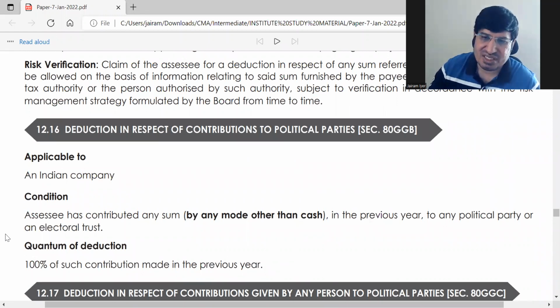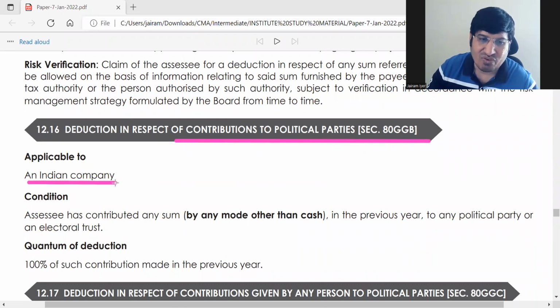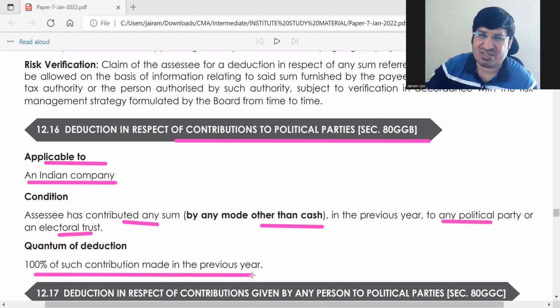Okay. GGB and GGC are very, very similar. Both are contribution to political parties. Now GGB, contribution to political parties: the speciality is that it is applicable only to an Indian company. And the contribution should not be in cash. To any political party or electoral trust, he'll get a 100% deduction. That's simple.